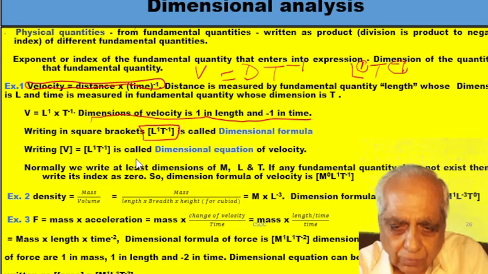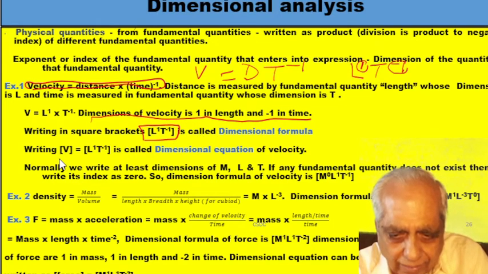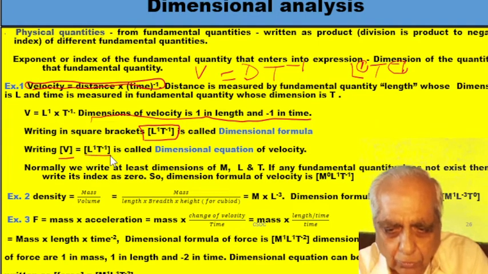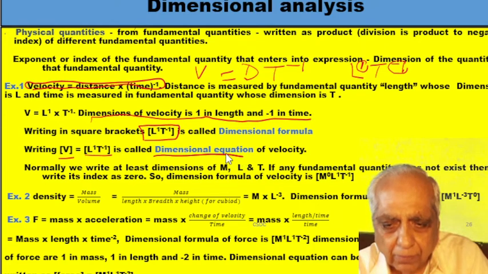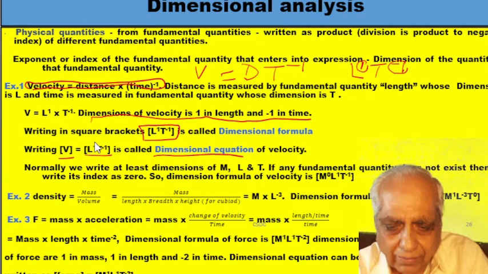Now listen carefully. If I say the dimension of v is equal to this, then this is called the dimensional equation of velocity, and this is the dimensional formula of velocity. So any physical quantity we should write as a product of fundamental quantities and then write their symbols.